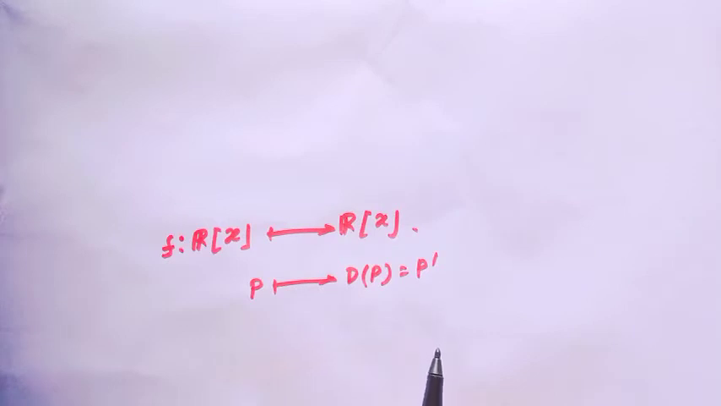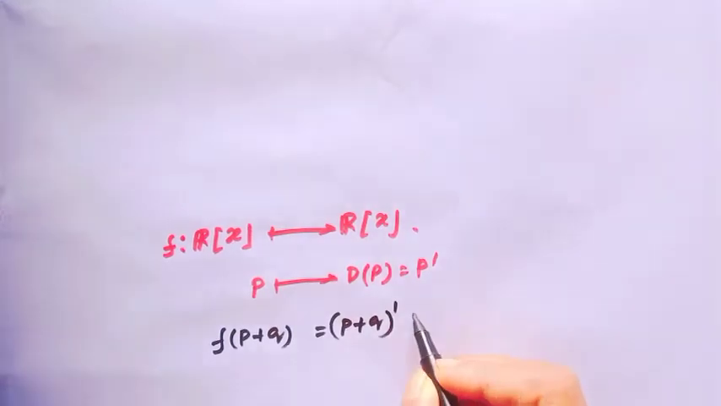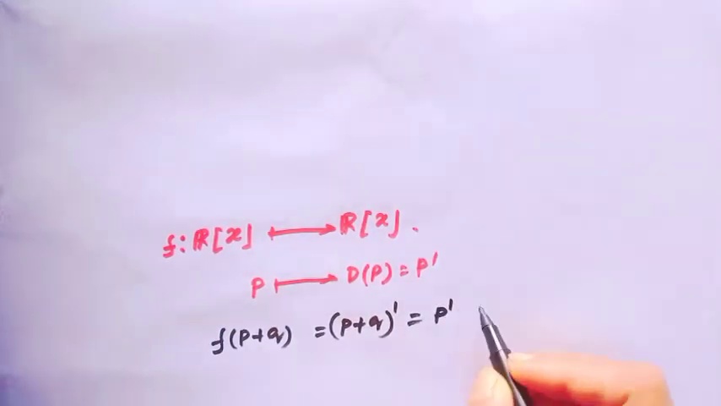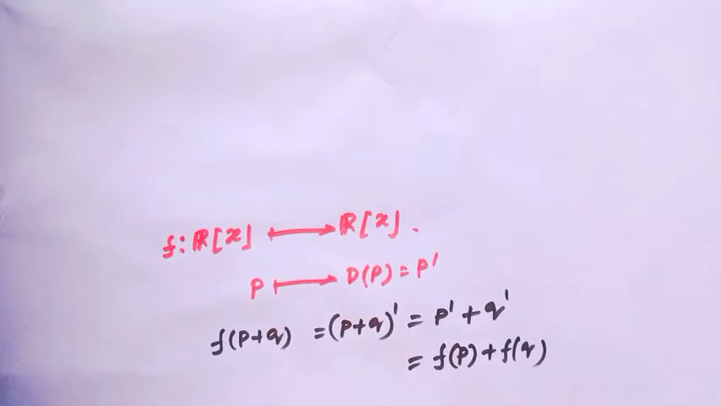At first, let's see, is this a homomorphism? This is always a homomorphism. Just check. f(P + Q) = (P + Q)', which by the derivative rules is equal to P' + Q'. This is the same as f(P) + f(Q). So the homomorphism property is satisfied here.